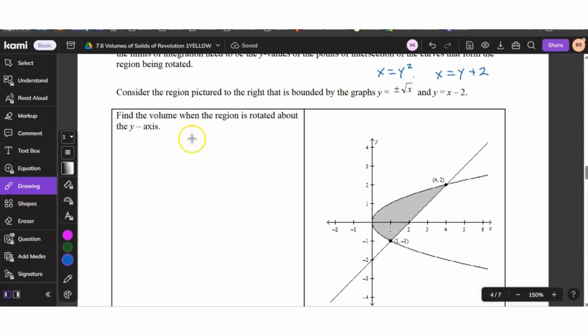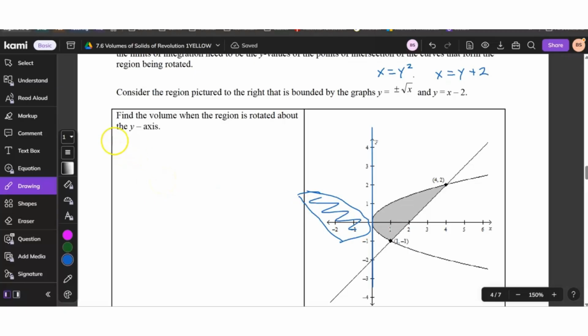So now we're going to find the volume, and the region is rotated about the y-axis. So this time, I'm rotating it here, right? So I'm going to get something that looks like this, right? So it's that same shape we had before, but we're rotating it a different way, okay?